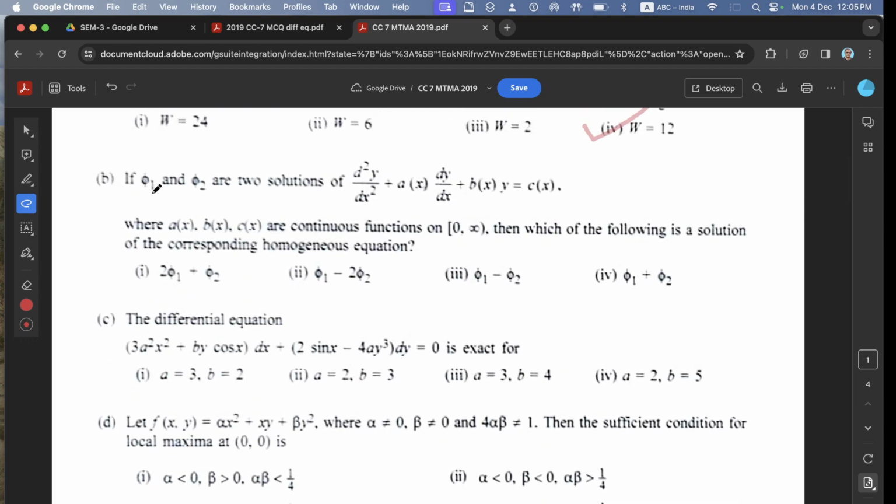Question B. If phi1, phi2 are two solutions of d2y by dx square plus a(x) dy by dx plus b(x) y equal to c(x), where a, b, c are continuous functions on the semi-open interval 0 to infinity, then which of the following is a solution of the corresponding homogeneous equation?